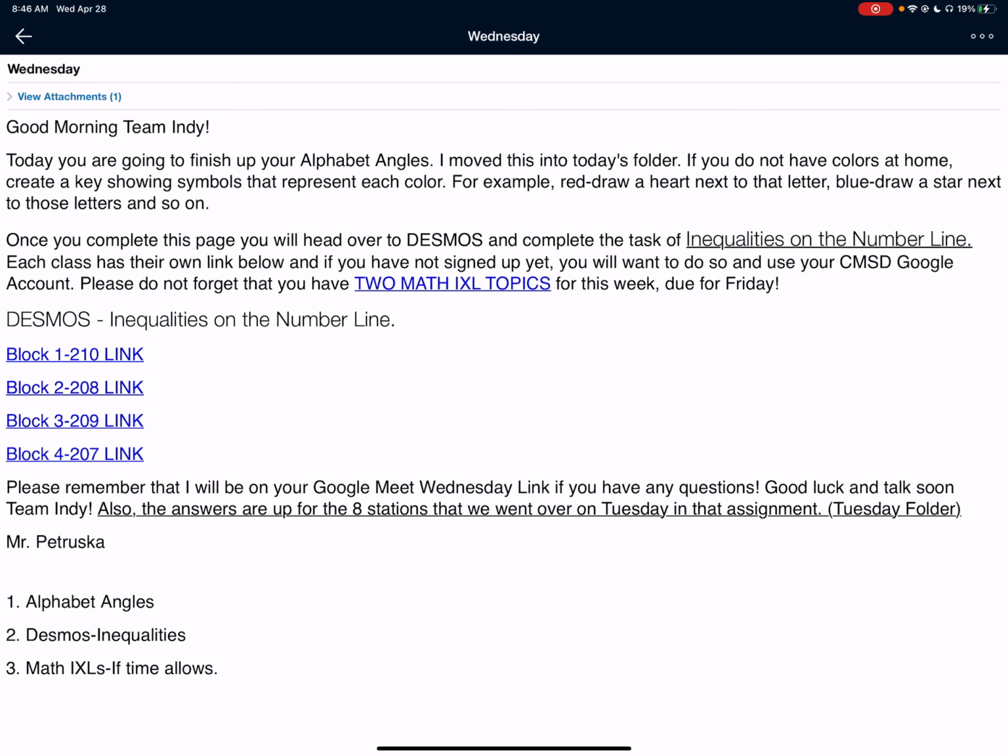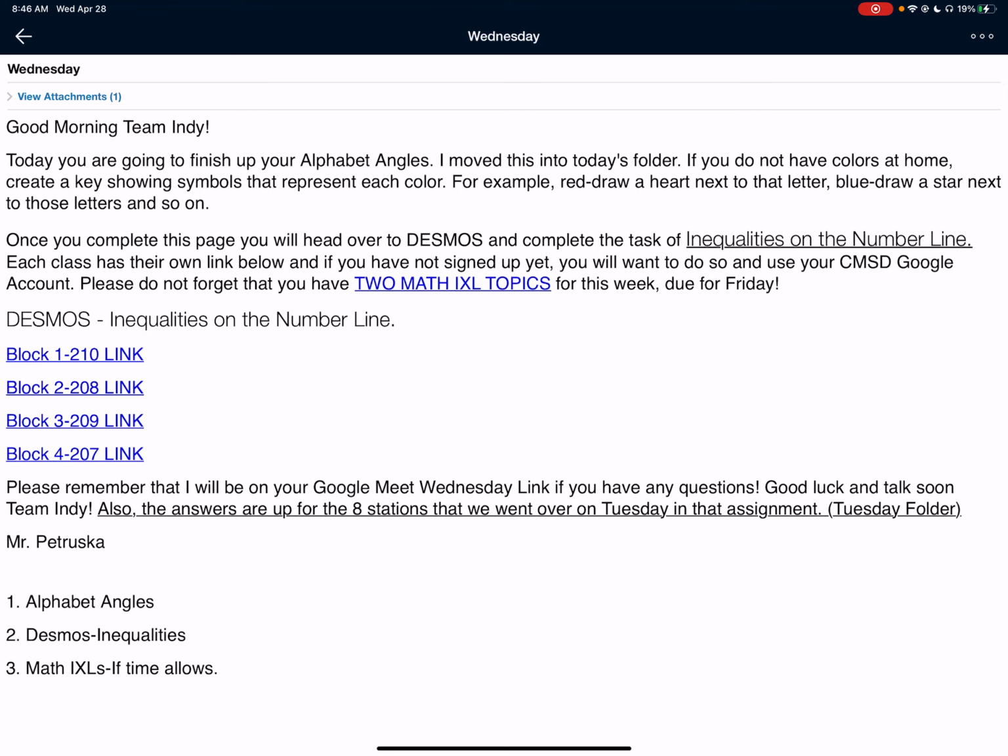For today, you're going to finish up that alphabet angles sheet that you received yesterday, either online for those students at home and/or for the students who received it in class. Now, if you forgot it at school, you're going to want to complete it using Cami, and then you can just show me that tomorrow in class, or you can transfer it over once you get to school tomorrow if you would like. I moved it into today's folder, so it is in the Wednesday folder.